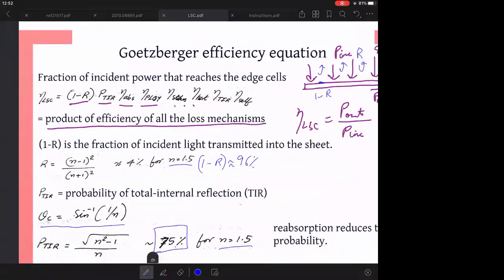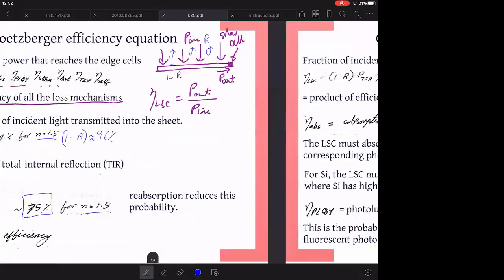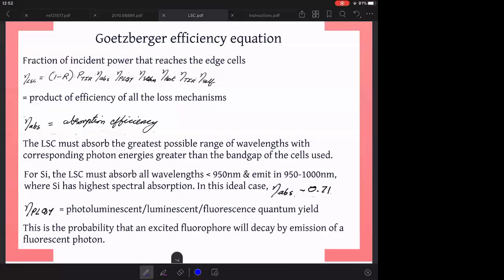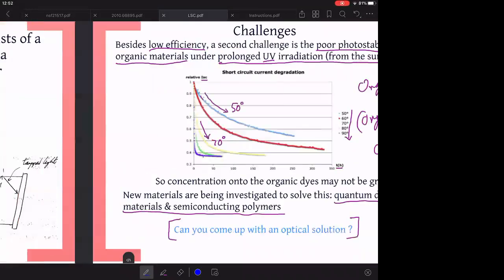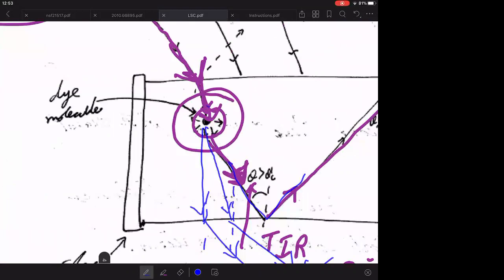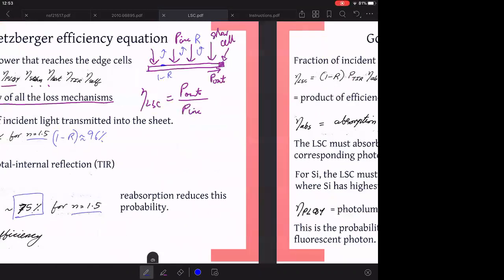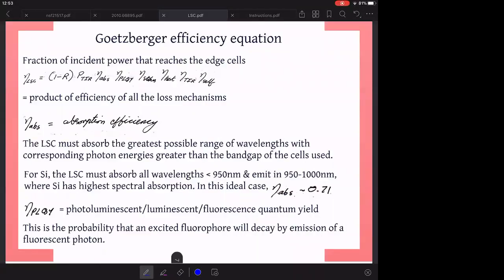Coming back here, the next term is something called absorption efficiency. Let's see what that means. It is the probability that the photon is absorbed by the molecule. So again, the picture you should keep in mind is this. Light's coming in, and this photon, this purple line here, is absorbed by this molecule. What is the probability that that happens? It's not always the case that it can be 100% absorbed. So that efficiency, of course, must be as high as possible.